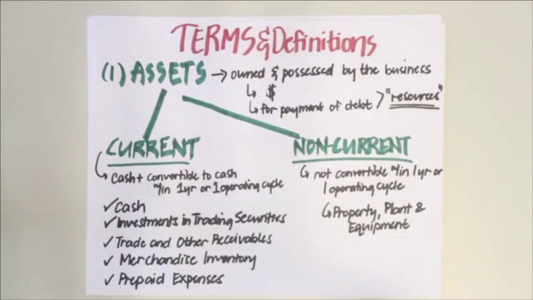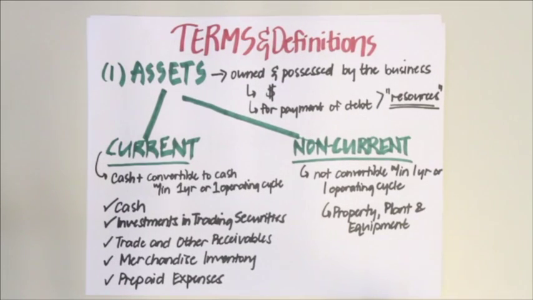So first are your assets. These include anything owned or possessed by the business. So these are capable of being expressed in terms of money, which are available for payment of company liabilities. So in other words, these are resources owned by the company. It can be further classified into two, namely the current assets and your non-current assets.